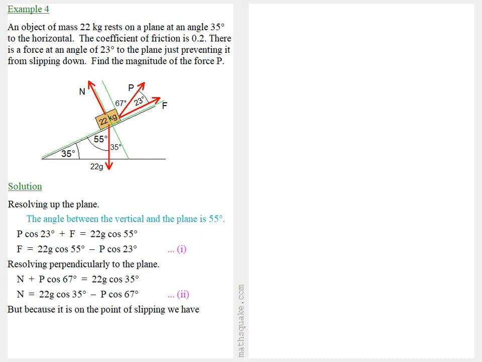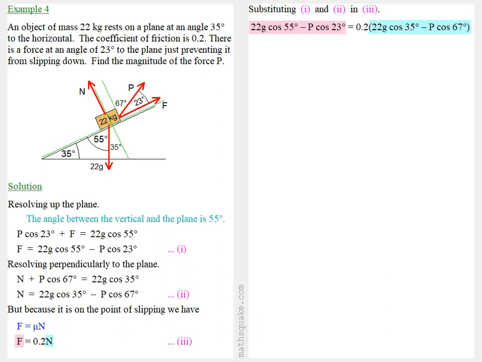But because the object is on the point of slipping down the plane, we have F is equal to mu N. In other words, F is equal to 0.2 N. Now, if we substitute 1 and 2 in 3, we've got F is 22g cosine 55 degrees minus P cosine 23 degrees equals 0.2 times N, which is 22g cos 35 minus P cos 67 degrees.